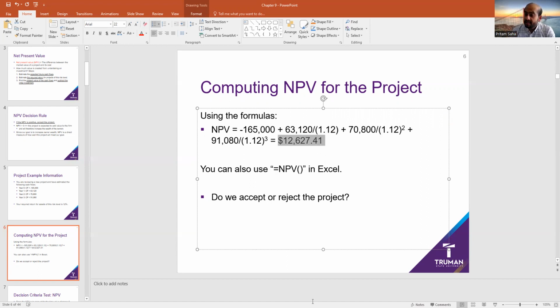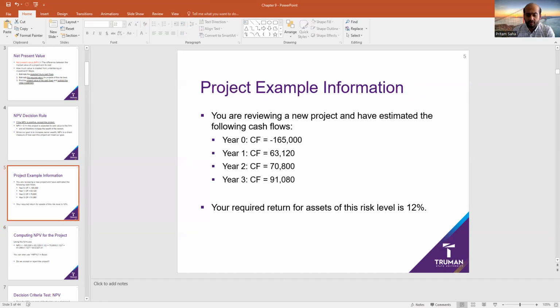Now, how can you do it in a financial calculator? If you go to the calculator, go to the cash flow function. So the relevant information we need is from here, the cash flows. So what I did for saving the time, I actually converted all of those absolute values in thousands of units. So that means 165 means 165 thousand. So our cash flow zero is basically negative 165. Cash flow 1, 63.12, which is basically 63,120. One-time cash flow, frequency is 1.